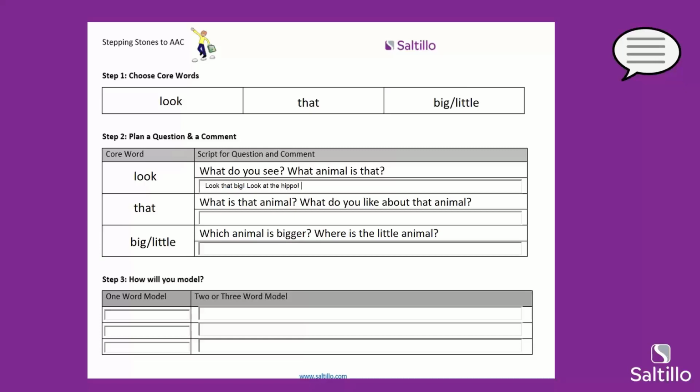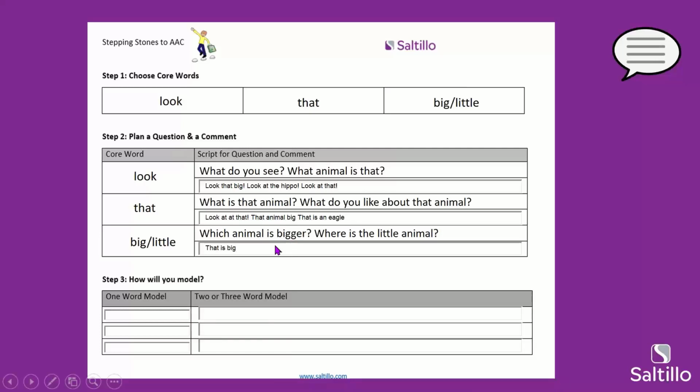What else? Look at that, maybe. Look at that. Okay, what about for the word that? And we could reuse, couldn't we? Right. Yeah, look at that, or that animal big. Or that is an eagle, since you asked the question, what is that animal? Yep. And maybe that is big, or that is little. Yeah, we could do that.